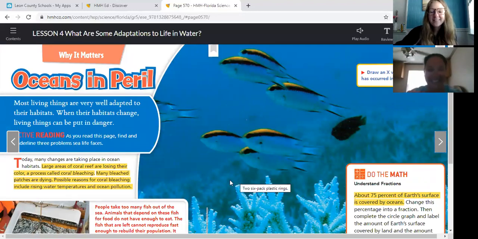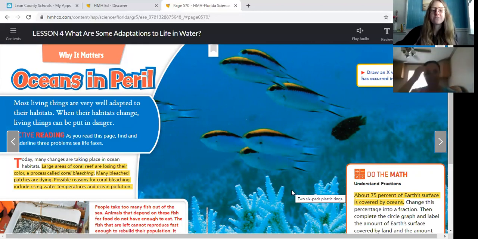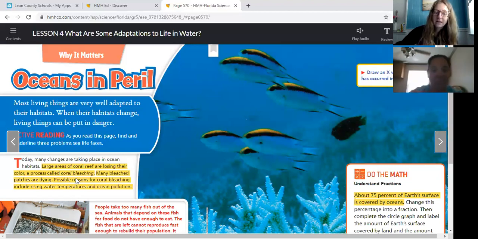So we talked about lots of bodies of water, and you've probably heard that sometimes the oceans are suffering and we're hurting them. So most living things are very well adapted to their habitats. But when their habitats change, living things can be put in danger. Today, many changes are taking place in ocean habitats. Large areas of coral reef are losing their color, a process called coral bleaching. Many bleached patches are dying.